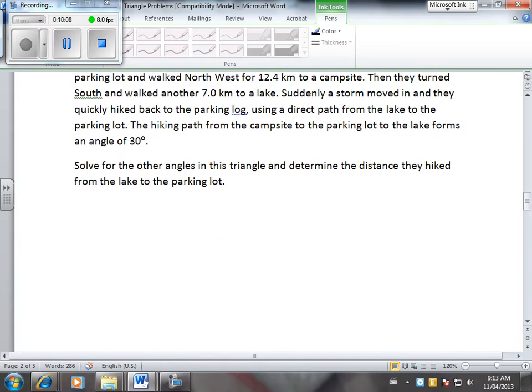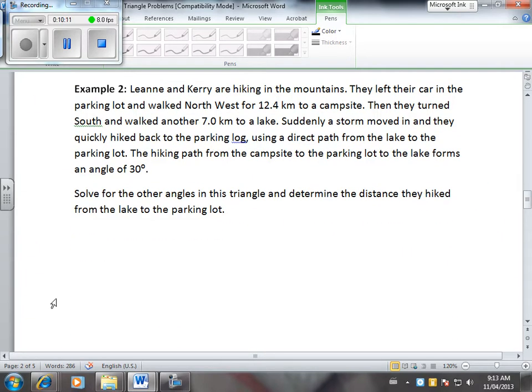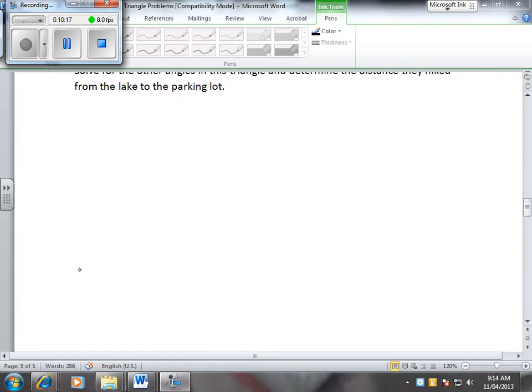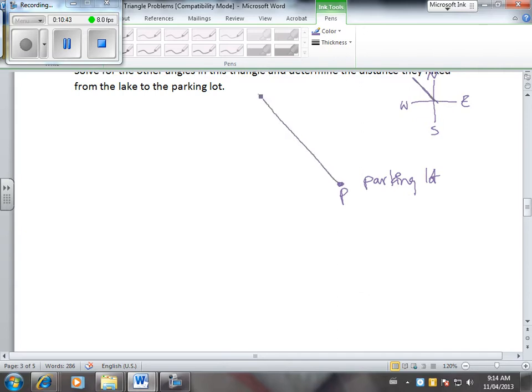So let's look at example 2. So Leanne and Carrie are hiking in the mountains. Okay, so let's draw a picture based on what they're doing. So they started in the parking lot, and we'll put P for parking lot. And they hiked northwest for 12.4 kilometers. So again here, if I have north, east, south, west, northwest is 45 degrees that way. So they walked up there to C for campsite.